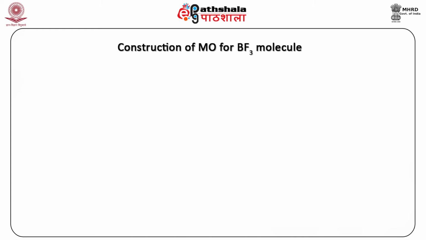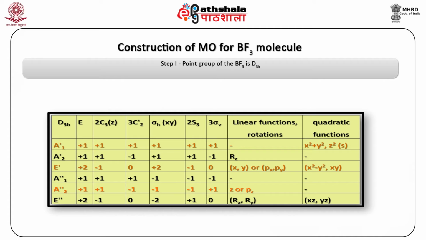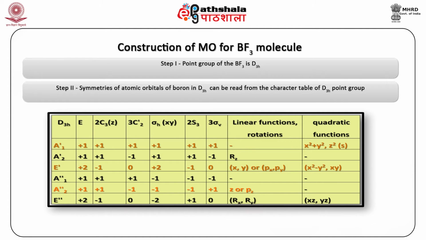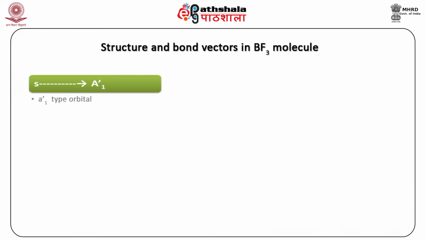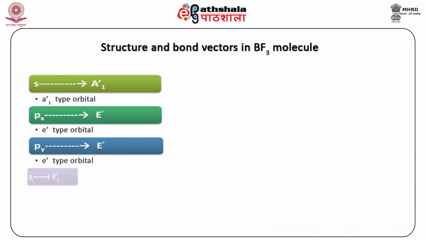Let us now continue with the same procedure. Step 1: the point group of BF3 is D3h. Step 2: the symmetries of the atomic orbitals of boron in D3h can be read from the character table of the D3h point group. The character table is as shown. The symmetries of the atomic orbitals of boron are as shown.